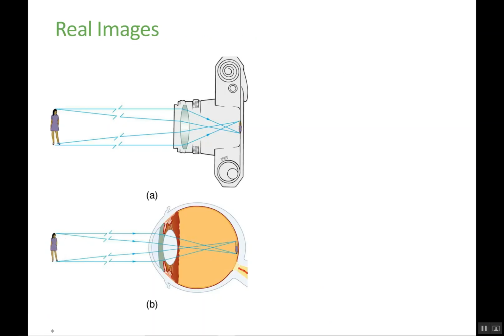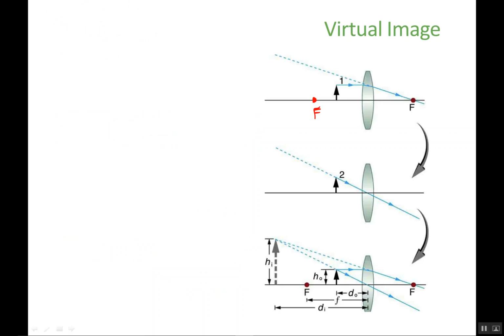So again, real images are formed from light emanating from objects when they pass through lenses in such a way that the image of that object can be projected onto some surface, like the film in a camera or the retina of your eye. Light from the object is actually traveling to that point in space. So if you put a screen or some photosensitive material there, it will detect that light from the object. That's what a real image is.